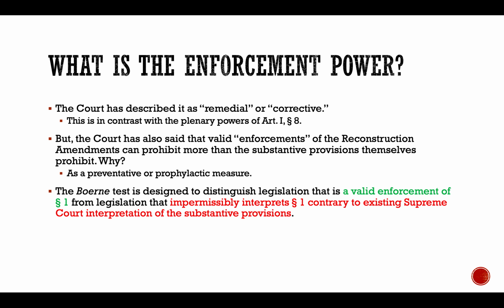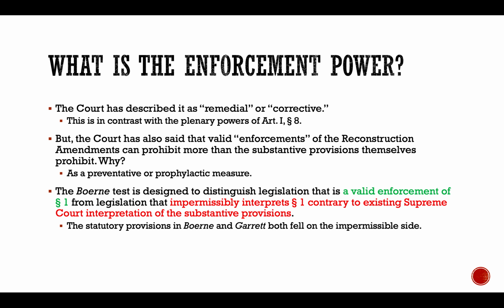Now, the Boerne test that we looked at, the congruence and proportionality test, is designed to try to figure out when Congress passes that line. So here, the test is designed to distinguish between legislation that's a valid enforcement of Section 1, and therefore the court gives the green light to those types of legislation, and then legislation that impermissibly interprets Section 1 contrary to existing Supreme Court interpretation of the substantive provisions there.